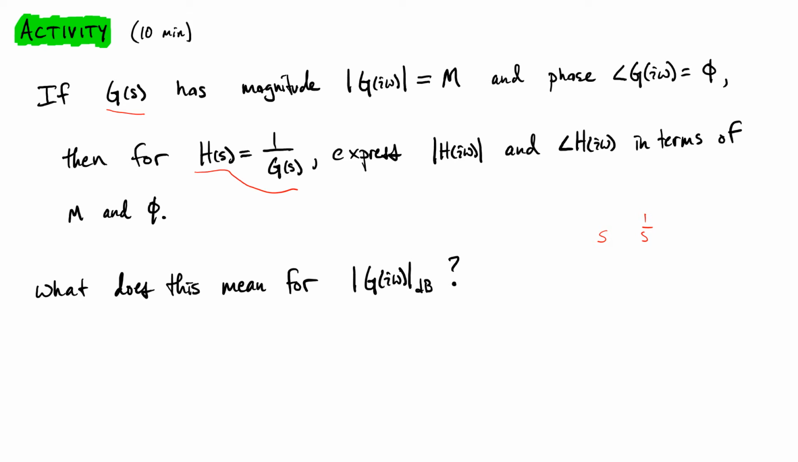So assume that you know the magnitude and phase of a particular transfer function g of s evaluated at i omega. Let's say that that's m and phi. Now what we'd like to do is express the magnitude and phase of h of i omega, essentially these two quantities, in terms of the magnitude m and the phase phi. And then also think about how that affects the decibel version of the magnitude. So go ahead and take a look at this, and then we'll go through my solution.